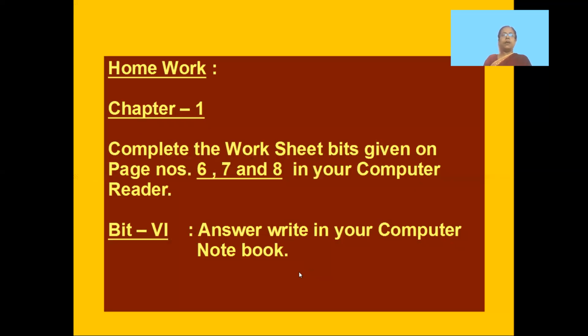Okay, that's the end of your computer memory. Now this is your homework, children. This is chapter 1, computer memory. You complete the homework, the worksheets of all the bits. It's given on page numbers 6, 7, and 8 in your computer reader. Some bits you can complete in the computer reader, but bit 4 is question and answer. So answer all the questions in your computer notebook.